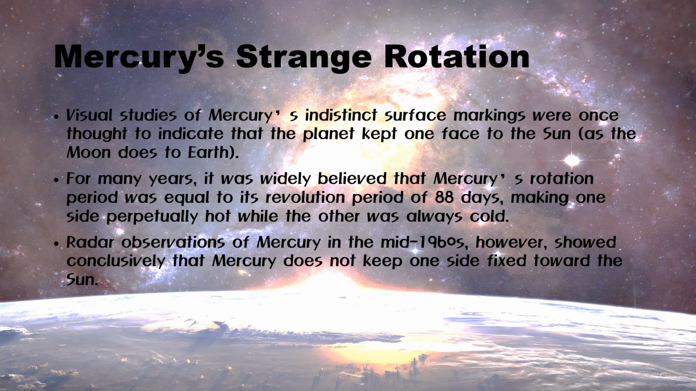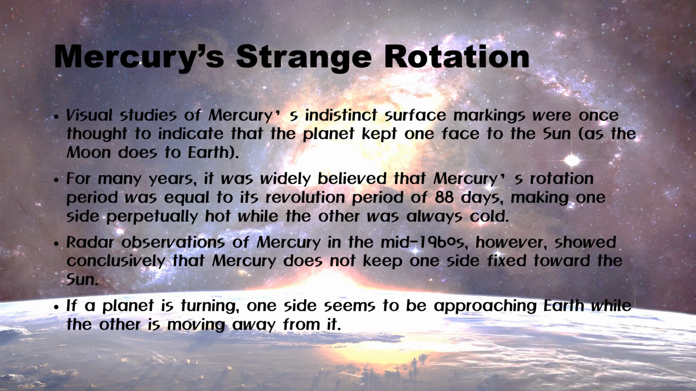However, radar observations of Mercury in the mid-1960s showed that Mercury does not keep one side fixed toward the Sun. If a planet is turning, one side seems to be approaching Earth, while the other is moving away from it.